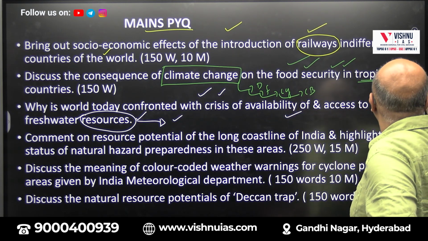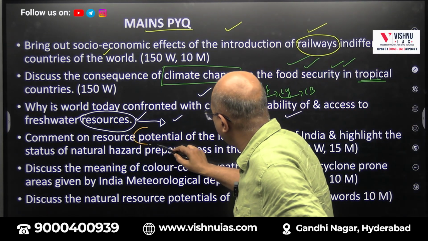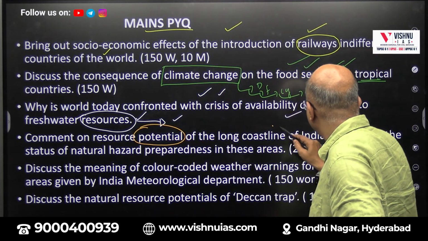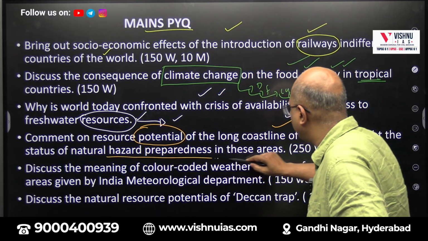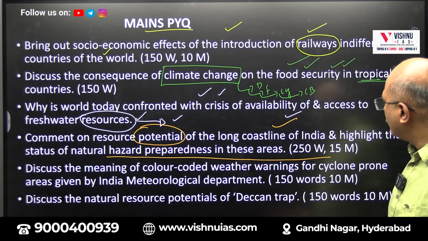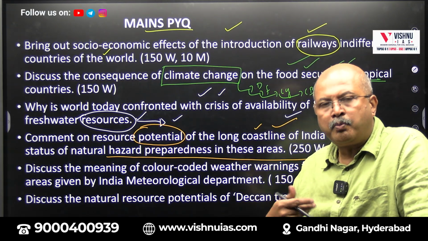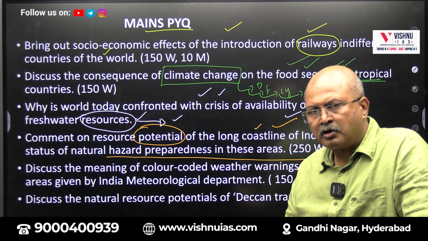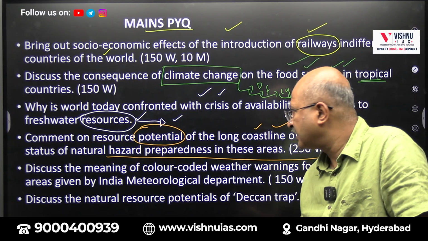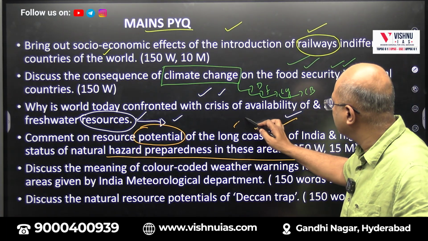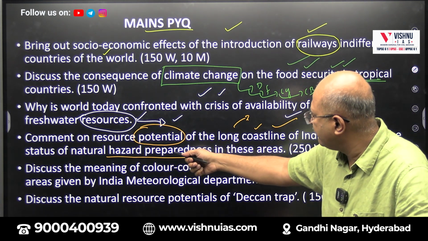Then, comment on the resource potential of the long coastline of India and highlight the status of natural hazard preparedness in these. So the long coastline of India, coastlines are associated with fishing activities, ports, a lot of economic activities, exports, imports, and many industries also being set up there. So what potentials are there in the coastlines? That is one. Second, highlight the status of natural hazards.